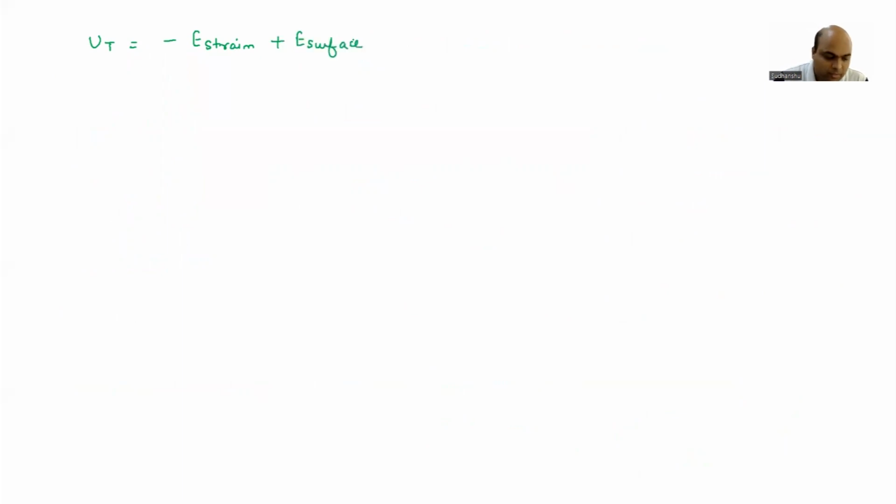Or we can write UT equal to minus pi sigma square A square B divided by E plus 4AB gamma. And this is equation number 3. So this is the total energy of the system because of the creation of a crack under an applied stress of sigma. This is the Griffith criterion. Okay, so now let's plot it.